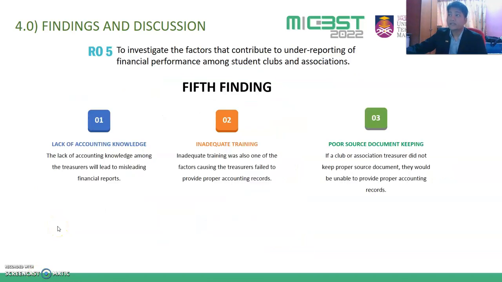And the fifth finding, which is to investigate the factors that contributed to underreporting of financial performance among student clubs and associations, which is the main objective of this study, we found that lack of accounting knowledge is the main factor. Second, inadequate training. And the third is poor source document keeping. These are the factors that contributed to the underreporting of the financial performance among student clubs and associations.